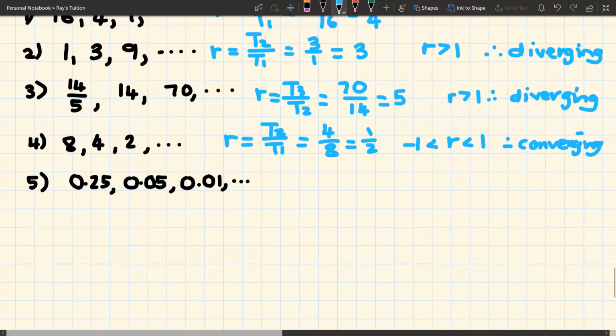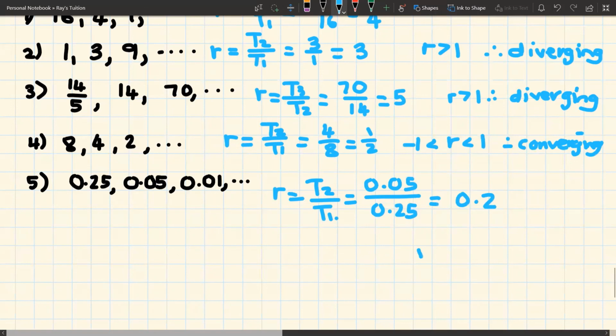And finally, the last one we have, our ratio is T2 divided by T1. So in this case, it's 0.05 over 0.25. So 0.05 divided by 0.25 is 0.2. And 0.2 lies between -1 and 1. So once again, this pattern is converging.